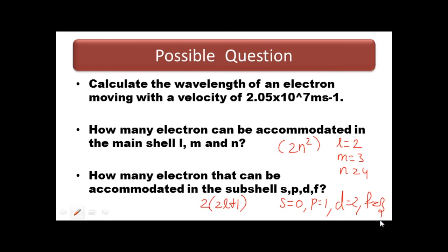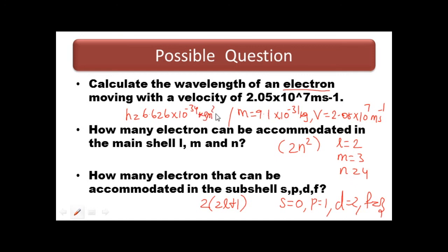And then first problem, hint: this is the electron mass, 9.1 into 10 power minus 31 kilogram, and then velocity also given in the problem, 2.05 into 10 power 7 meter second inverse. And then what is h? Already know that, Planck constant value 6.626 into 10 power minus 34 kilogram meter squared second inverse. So already know the formula, lambda equal to h by m into v.